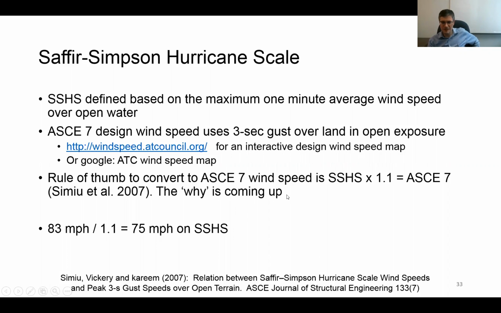So there are ways of doing these conversions back and forth. I'm not going to get into the details. There's a reference down here. But to take a Saffir-Simpson hurricane scale wind speed and translate it into what ASCE 7 calls a wind speed, you need to multiply the hurricane wind speed by 1.1. The why I'll be talking about a little bit later. So if we do the inverse, if we take that 83 mile an hour gust and divide it by 1.1, in terms of how we define hurricanes, what I measured with that tower was a 75 mile an hour hurricane on the Saffir-Simpson hurricane scale.